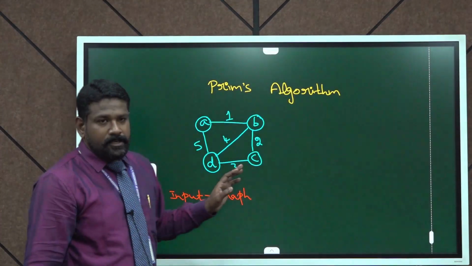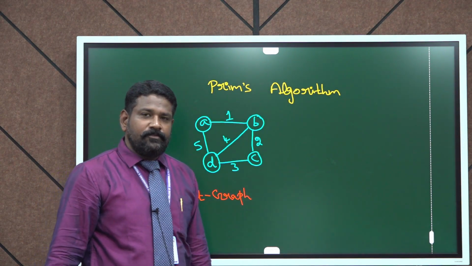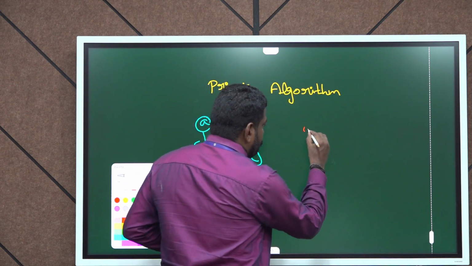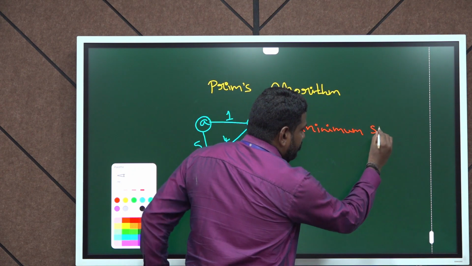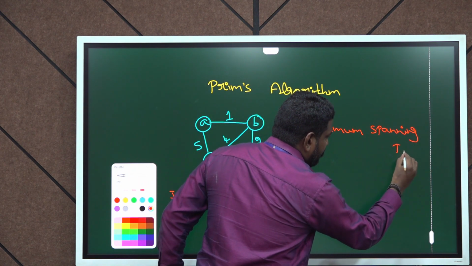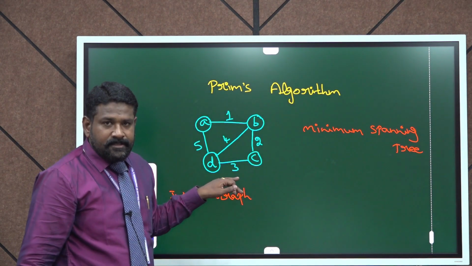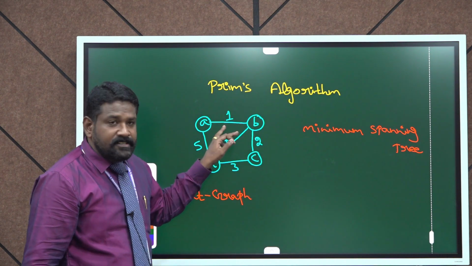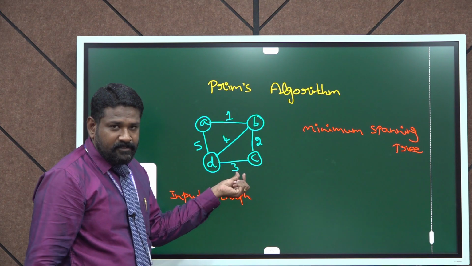We all know that in Prim's algorithm the input is a graph, and for that graph we are going to find the minimum spanning tree. There is a difference between a graph and a tree. A graph can consist of cycles. Here the graph is a weighted, connected, undirected graph. Weighted means the edges have weight values.